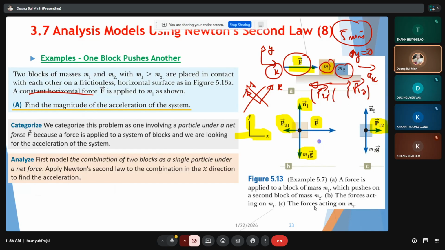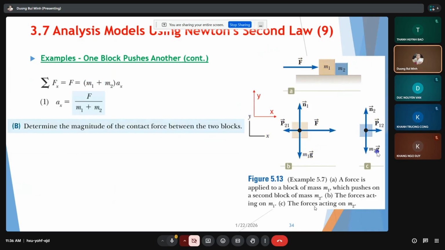So that means when we combine object one and object two, you can delete this one and you can delete this one. And we have the normal force of object two. After that, we can formulate this vector diagram.